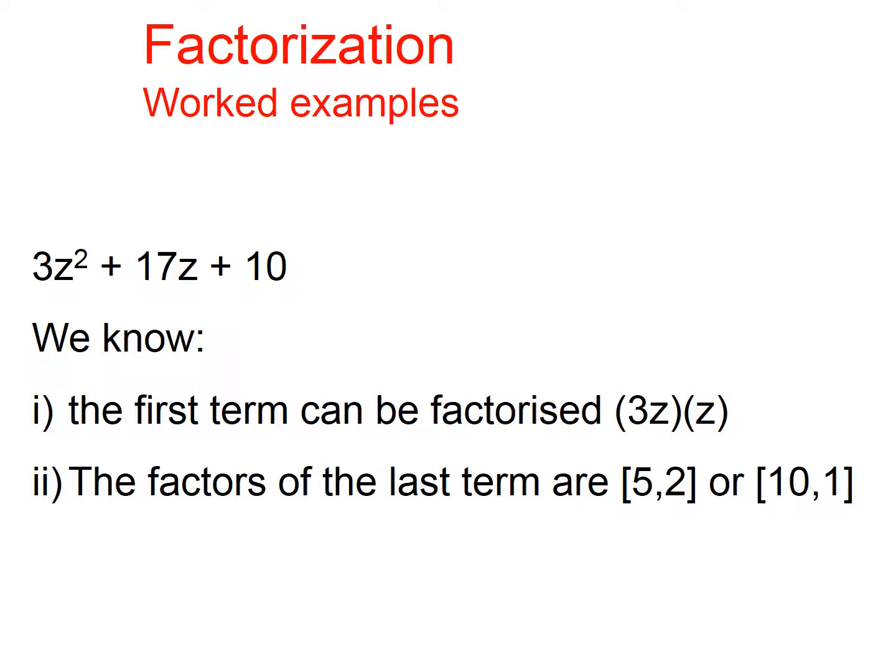But if we do it the other way around, 5 times 3 is 15 and 2 times 1 is 2. So we put 2 and 5 in there. And we know that they're all pluses because these are all pluses.